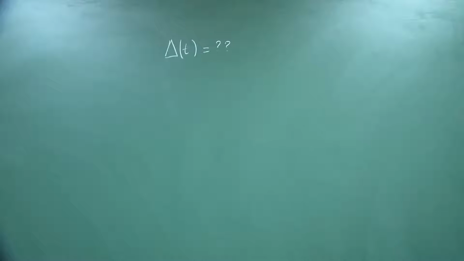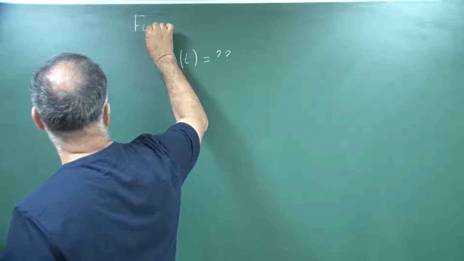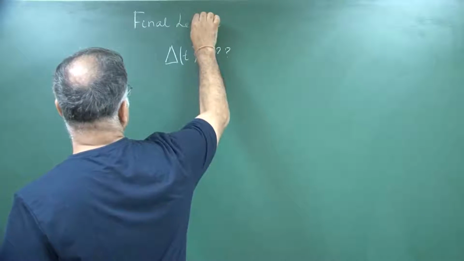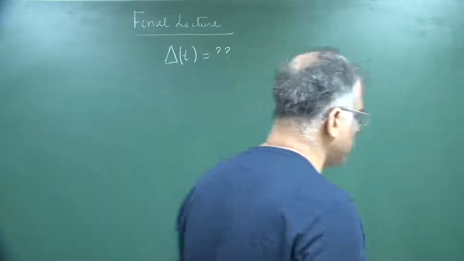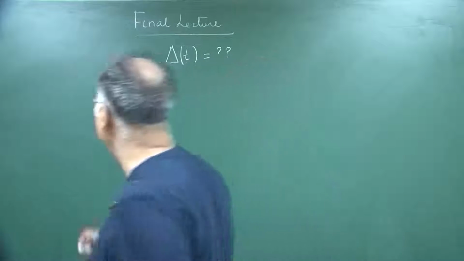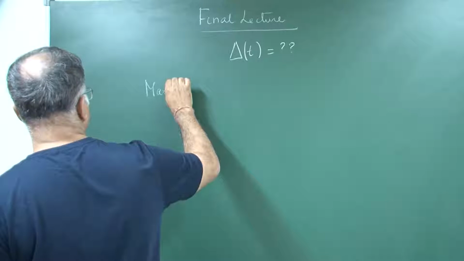So the title of this lecture is final lecture. This is relaxed, my 10 hours schedule is over, this is just bonus. Here the key to finding this is done by using something called a Martingale representation theorem.